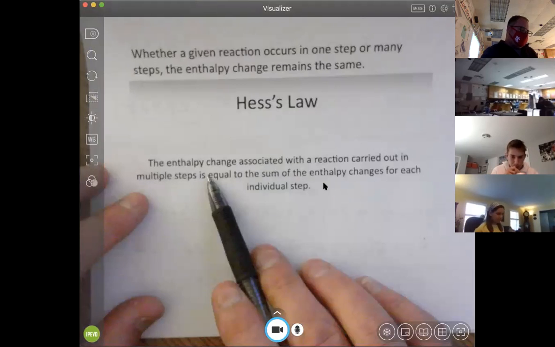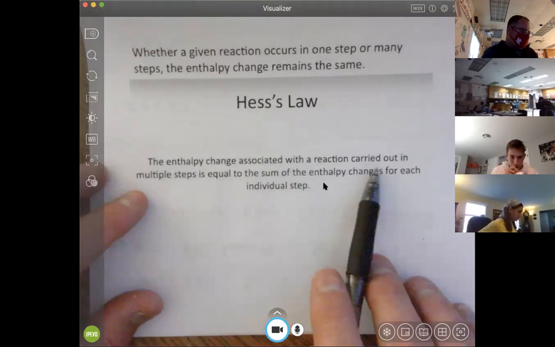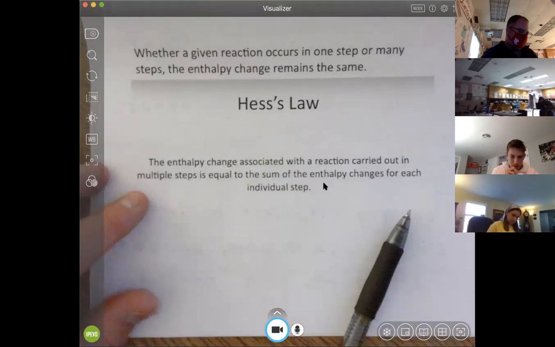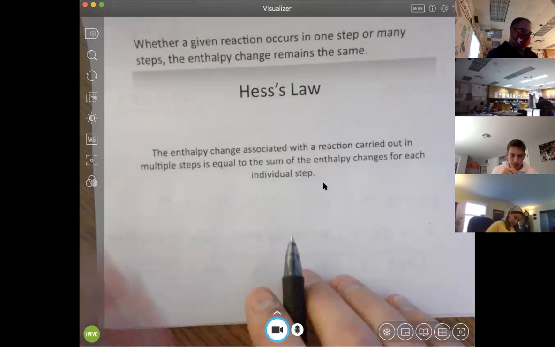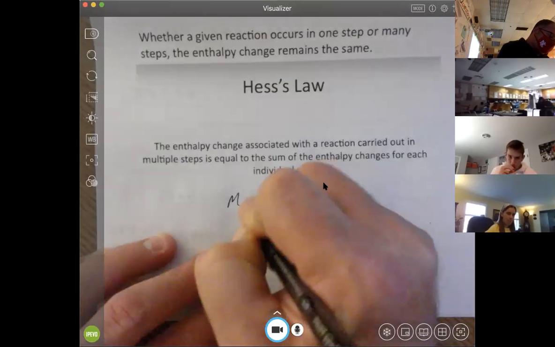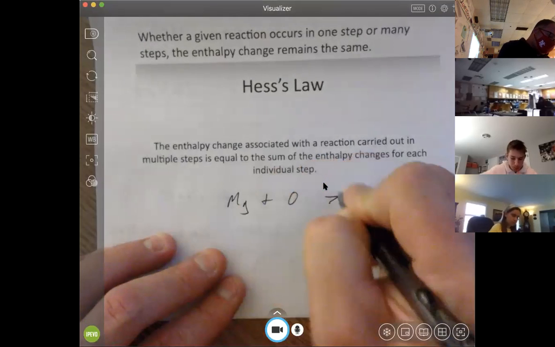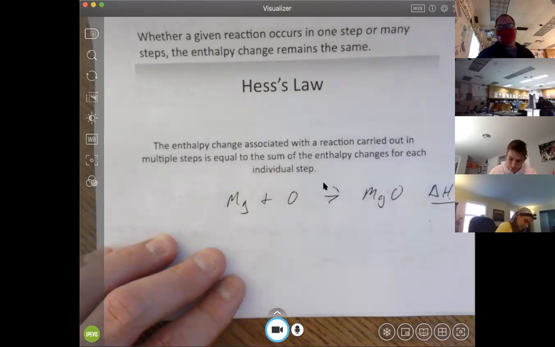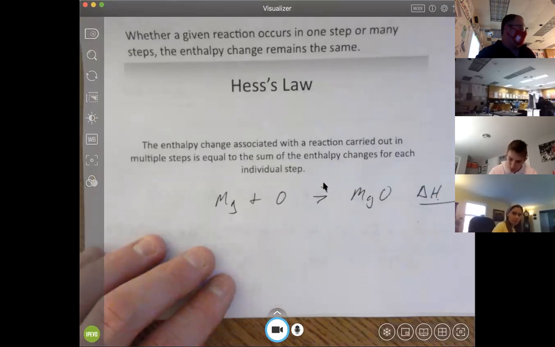So the enthalpy change associated with a reaction carried out in multiple steps is equal to the sum of just the one step. So what we want to do is figure out magnesium plus oxygen yields magnesium oxide. We want to figure out the delta H of that for the laboratory on Friday.